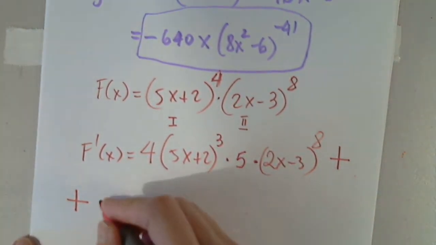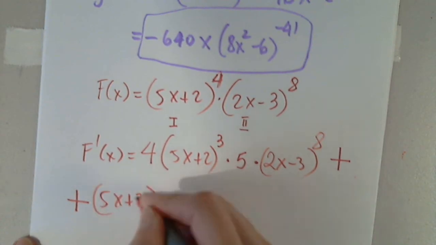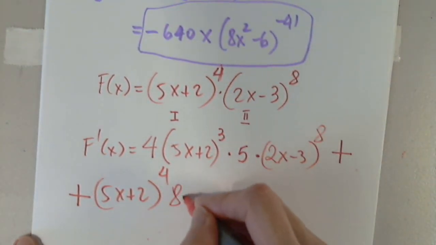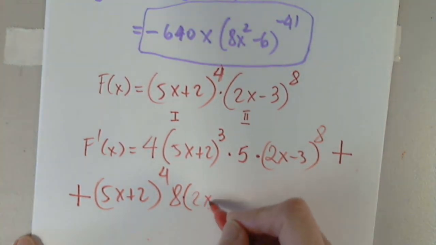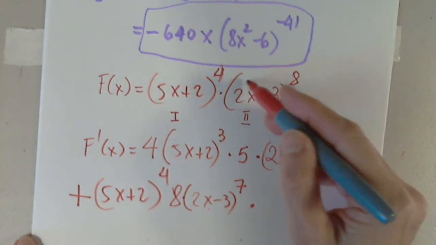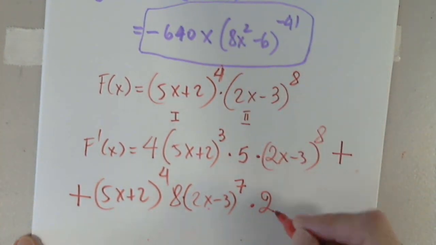I copy the first function. I bring down 8. I multiply by that function to 8 minus 1. And now I have to multiply by the inner function prime, which is 2.